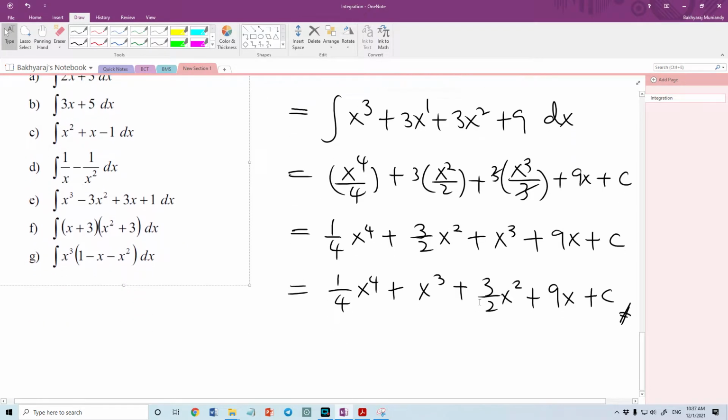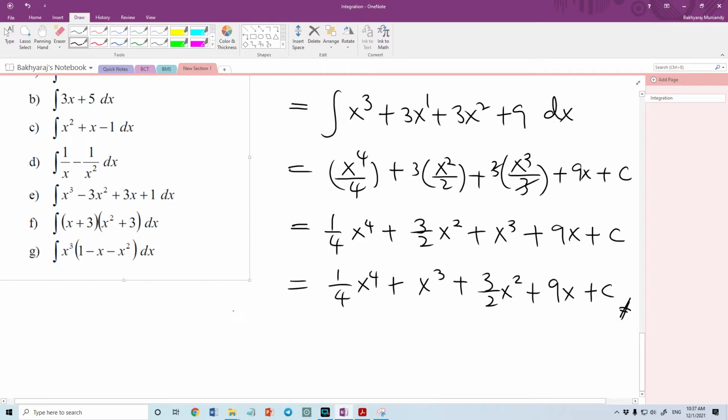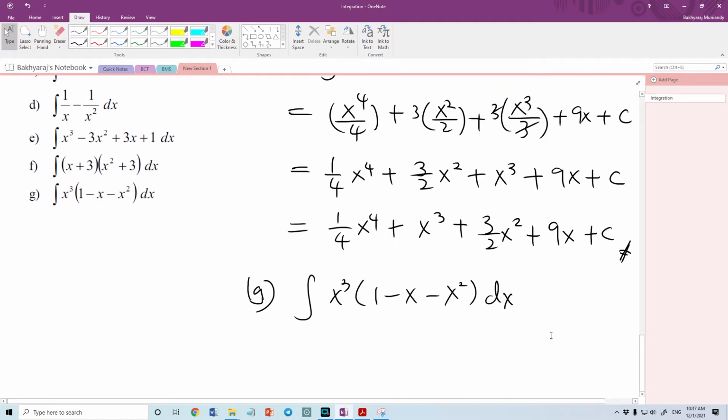Now I go for the last question, which is 1G. Integrate x to the power of 3 times 1 minus x squared dx. So what's the answer? Again, we need to go for expansion. So we expand this.